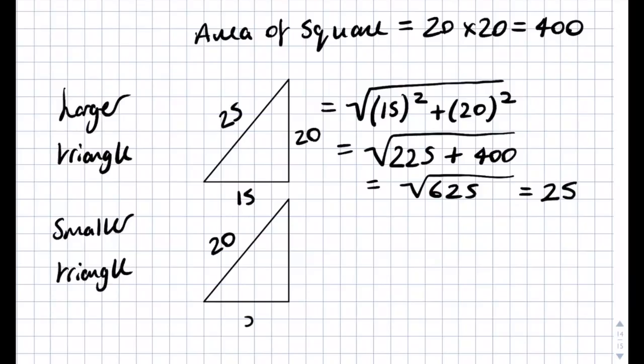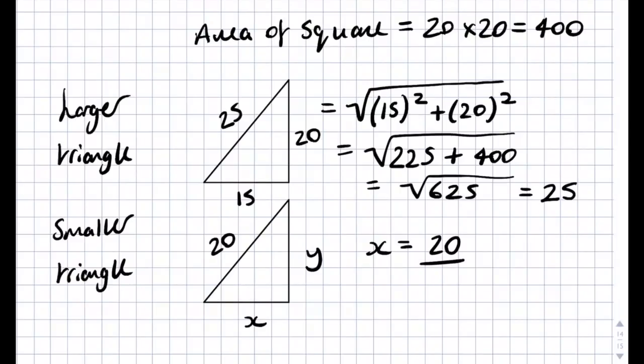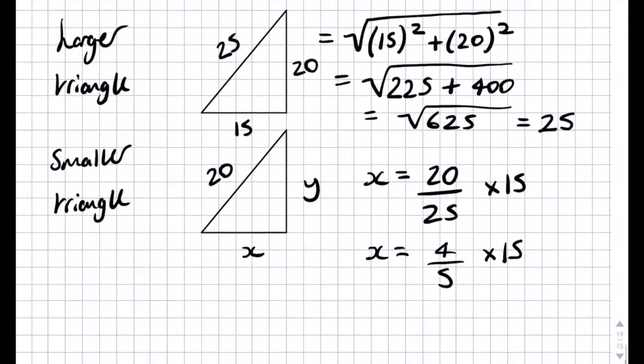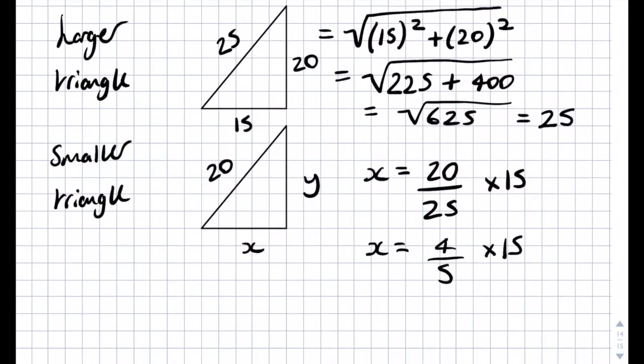So if I call this side x and this side y, we can work out what the values of x and y are. So x is going to be 20 divided by 25 times 15. We basically know that the hypotenuse of the smaller triangle is a proportion of the hypotenuse of the larger triangle, so therefore we can work out what the other 2 sides are based on that information. So 20 over 25 simplifies to 4/5 times 15. Now 15 divided by 5 is 3, and 3 times 4 is 12. So we can say x is 12.